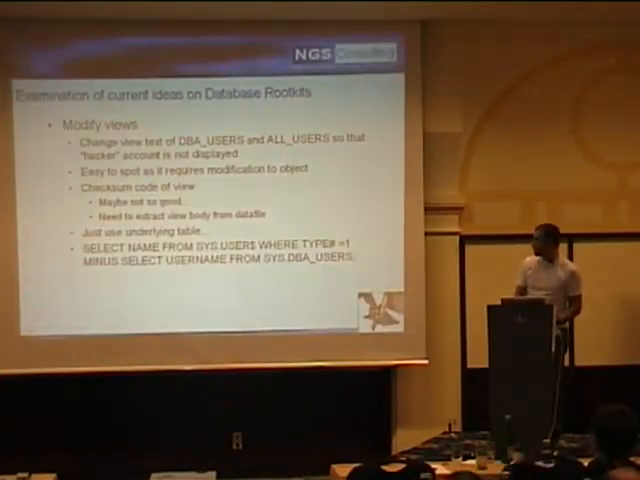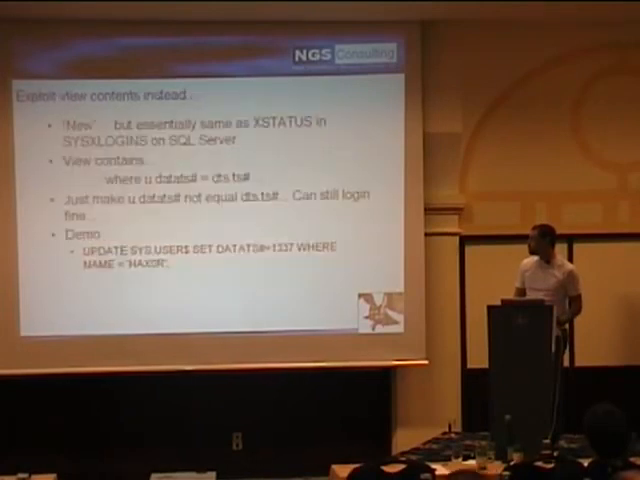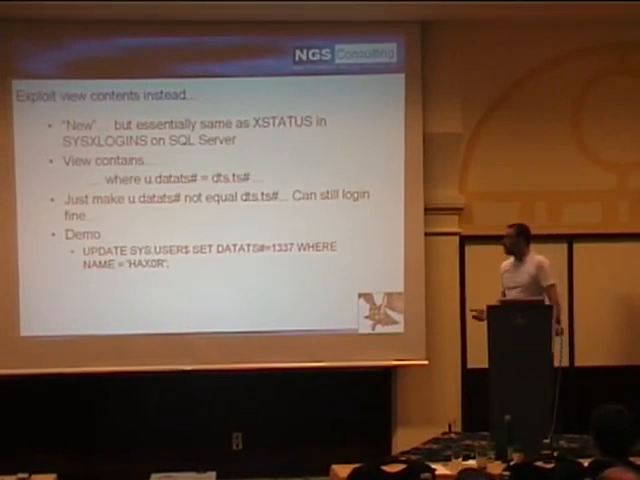Okay, so you get the idea. These are trivial to spot. We just check some of the code of the view, or just use the underlying table essentially. So rather than actually modifying the view itself, another way of achieving the same thing is to exploit the view contents instead. Now, what do I mean by that?